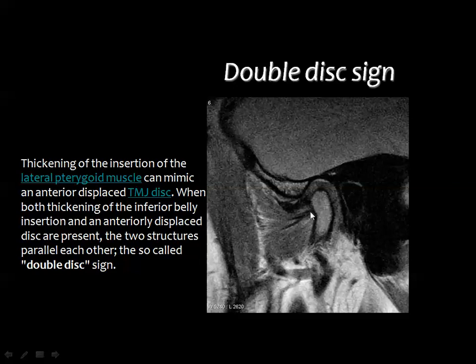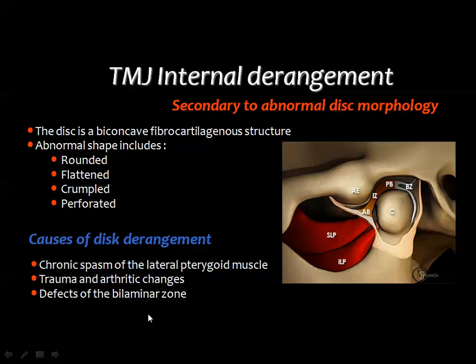And this is, of course, the tendon of the superior belly of the lateral pterygoid muscle. And sometimes this tendon is prominent, as you can see here, and it can sometimes be mistaken for the articular disc. And this is a sign which is known as the double disc sign. The double disc sign is the original disc and the tendon of the superior belly of the lateral pterygoid muscle, which may sometimes simulate the articular disc.